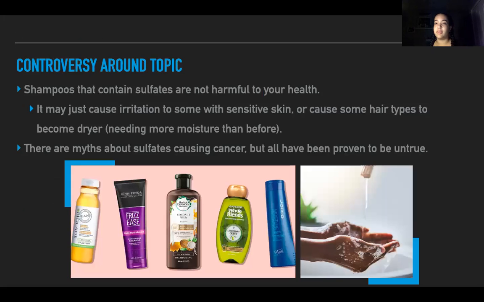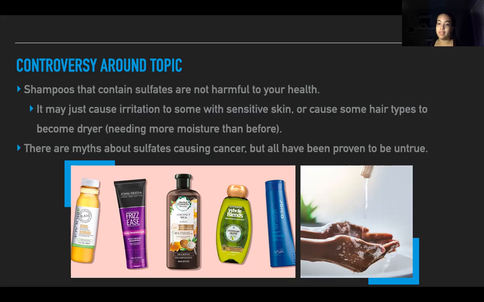So controversy around the topic. Shampoos that contain sulfates are not harmful to your health, so it's not fatal. It's not anything extremely dangerous. It just can cause irritation for those who have sensitive skin and cause some hair types to lack moisture and become drier, meaning it needs even more moisture than it needed before. Myths about sulfates causing cancer have all been proven to be untrue. There's nothing that supports that theory.